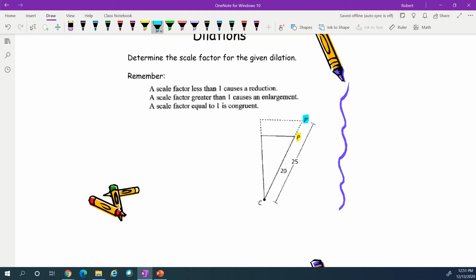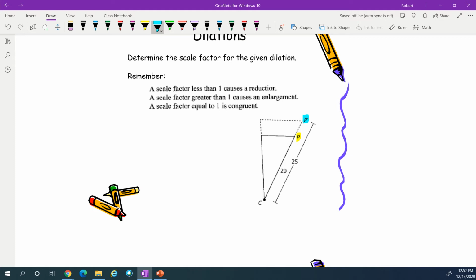An enlargement is a scale factor bigger than 1. A reduction is a scale factor smaller than 1, less than 1, between 1 and 0. So again, 1 is an exact copy, enlargement is a scale factor greater than 1, and a reduction is a scale factor between 0 and 1.